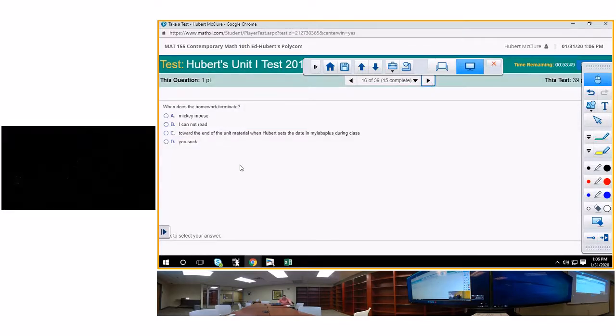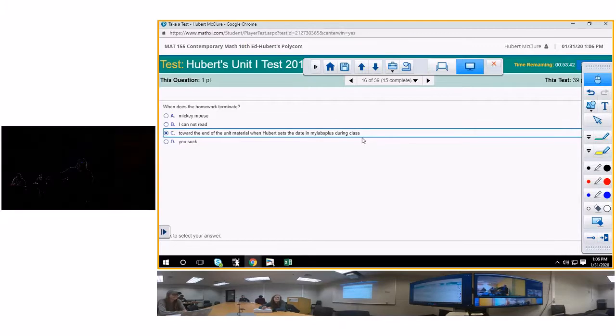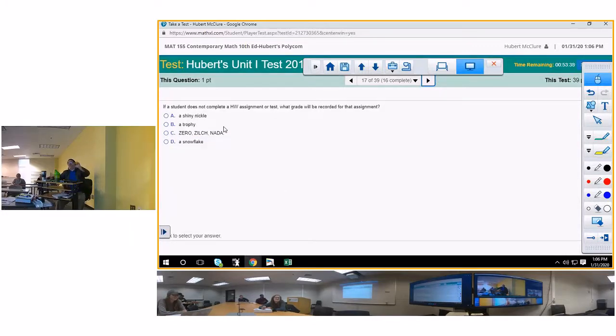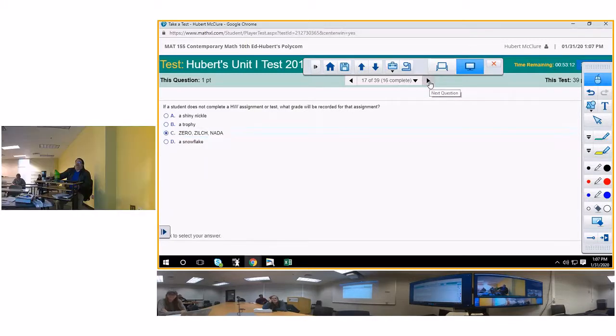When does the homework terminate? Mickey Mouse. Delta is pretty good. If a student does not complete a homework assignment, this is a DA question after grade turn-in. A student acted like, notice I said acted like they didn't know. If a student does not complete a homework assignment or test, what grade will be recorded for that assignment? A snowflake. It snowed today. Yeah, snowflake or buttercup. You will be given a buttercup.